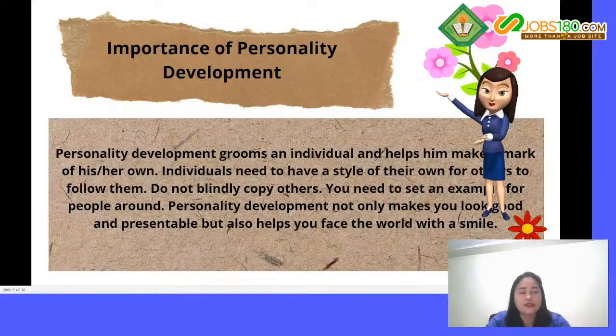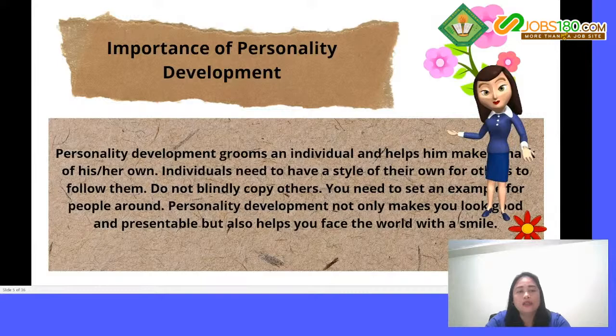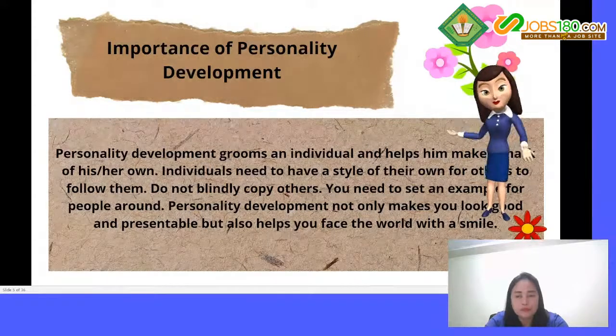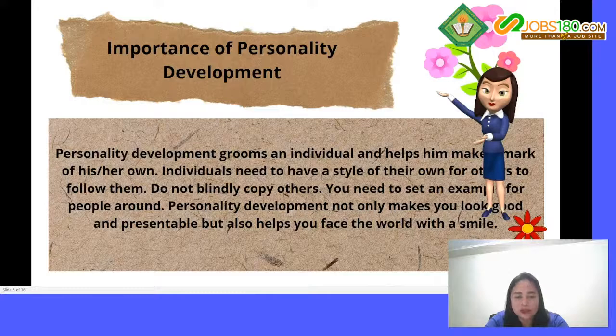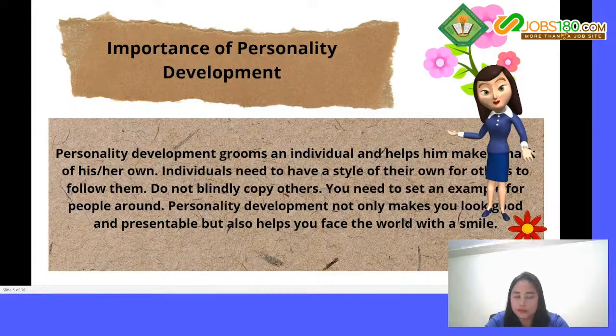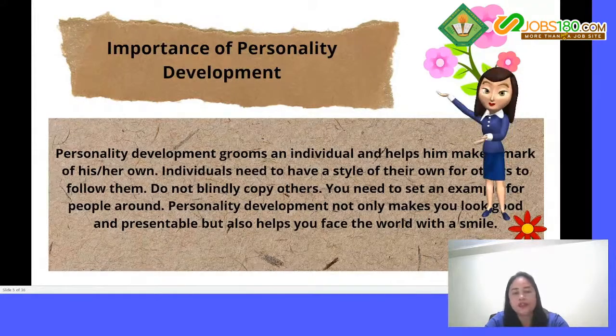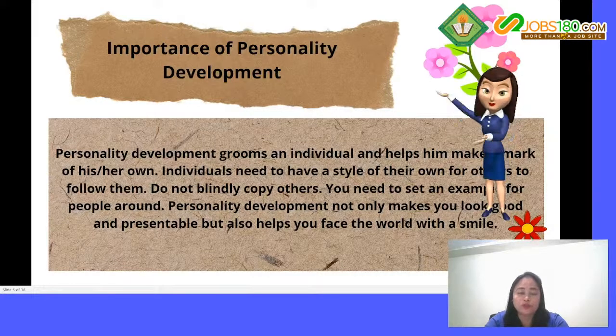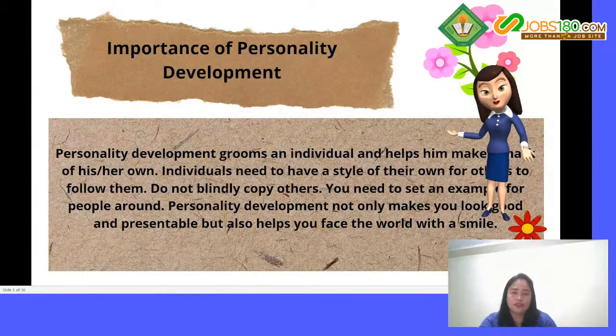Okay, we proceed to the importance of personality development. Personality development grooms an individual and helps him make a mark of his or her own. Individuals need to have a style of their own for others to validate them. Do not blindly copy others. You need to set an example for people around. Personality development not only makes you look good and presentable but also helps you face the world with a smile.